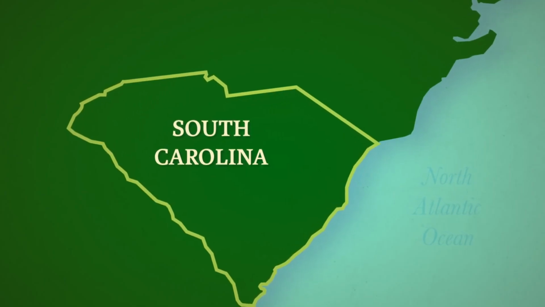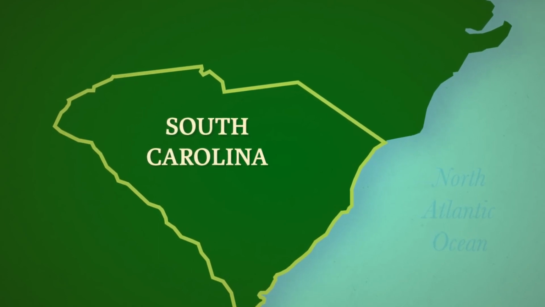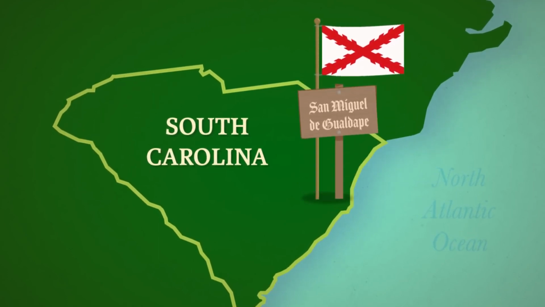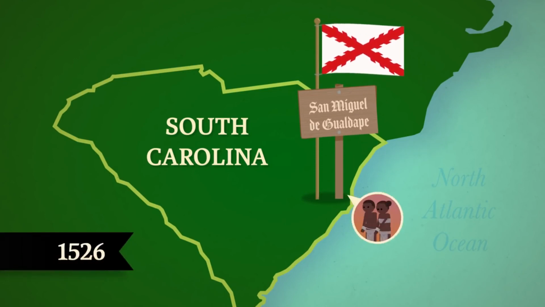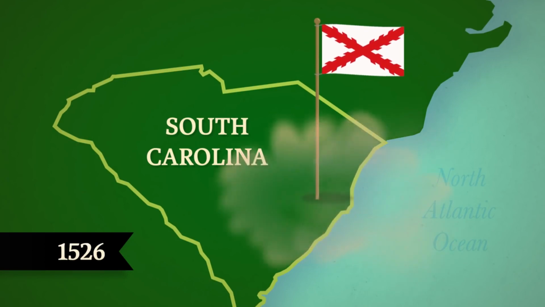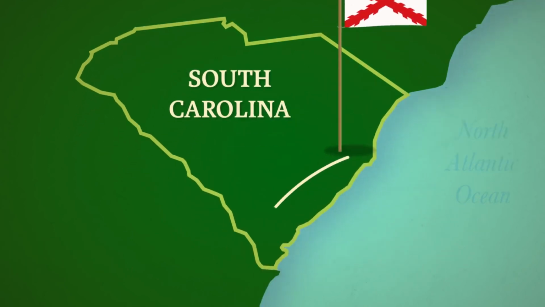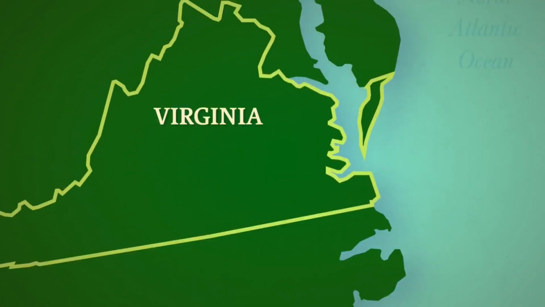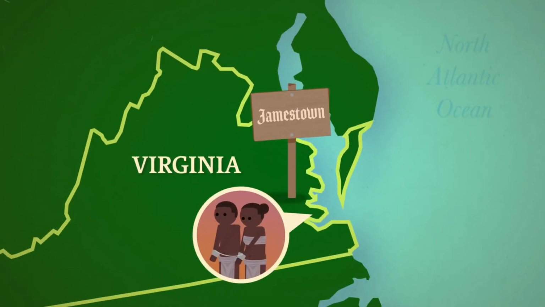In the future United States, in what is now the state of South Carolina, a Spanish magistrate founded the colony of San Miguel de Guadalupe in 1526 with an unknown number of enslaved Africans. But the colony was a failure, though some historians suggest that the Africans fled to the Wale Indians to set up their own colony.